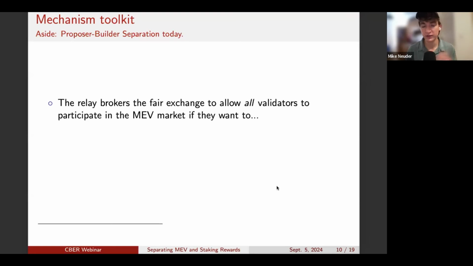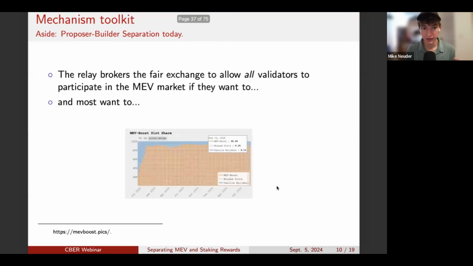So yeah, all validators can participate in the MEV market if they want to. And it turns out that most people want to. So this diagram here, also from mevboost.pics, shows the percentage of Ethereum blocks that are built using this proposer builder separation gadget that I described in the previous slide. And you can see it hovers right around 90%. It moved into that 90+% regime immediately after the merge, which happened in September of 2022. So clearly, there's high demand for validators who don't want to be in charge of sequencing transactions to outsource their block production to the builder market.